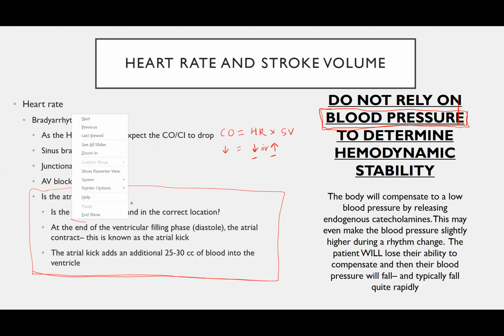basically something that happens when we have a healthy and a present P wave to indicate that my atria is contracting and relaxing at the points that it should. And that is helpful because the atrial kick can add up to 30 cc's of blood into the ventricle when it is present. And so when we look at what is stroke volume, that becomes very, very helpful.